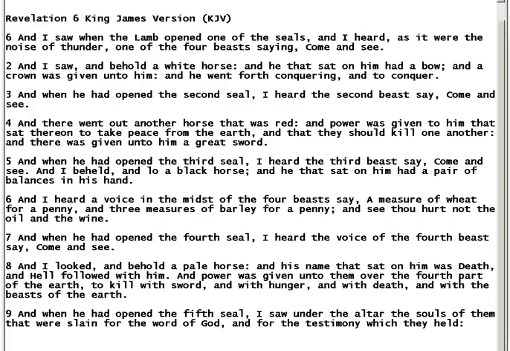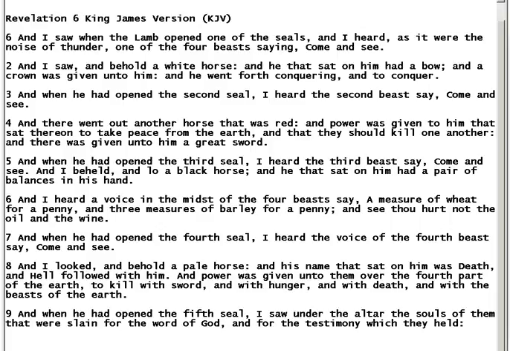Notice again, this is speaking about the very same thing that Jesus is talking about in Matthew 24, verses 6 and 7. "And ye shall hear wars and rumors of wars. See that ye be not troubled, for all these things must come to pass, but the end is not yet. For nation shall rise against nation, and kingdom against kingdom."